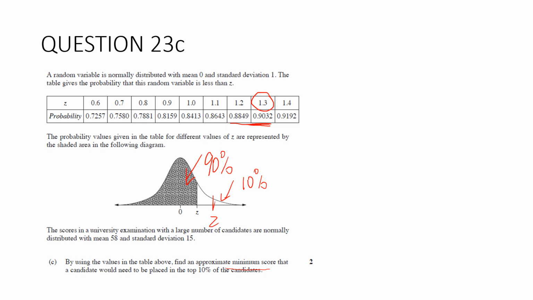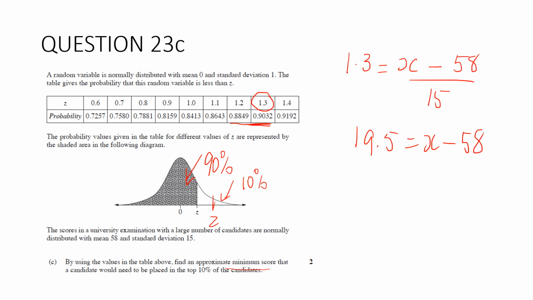So we're just going to solve this equation. 1.3 is equal to x take away 58 all over 15. So 1.3 times 15 is 19.5. Add 58 to both sides, we get 77.5.